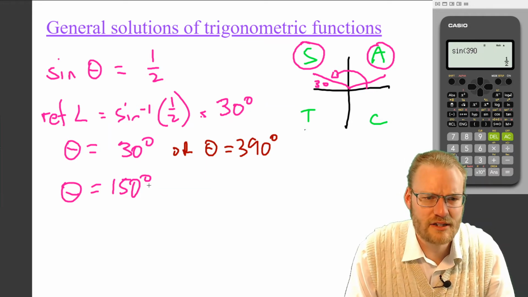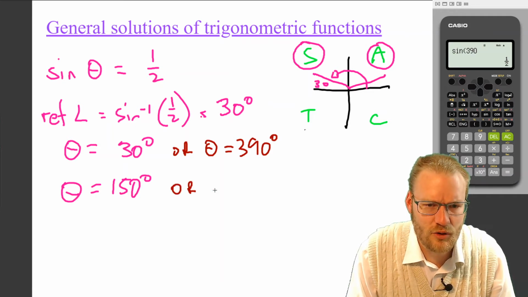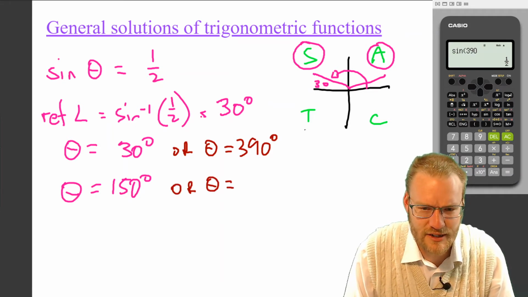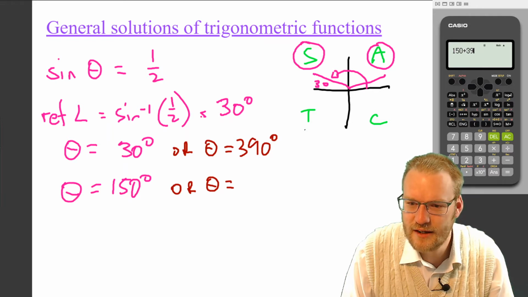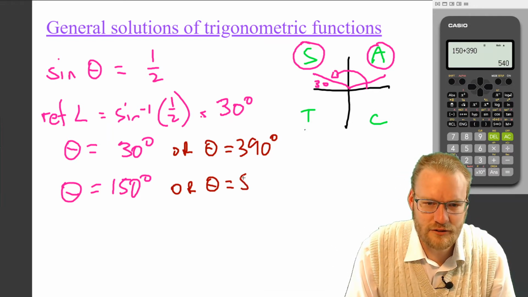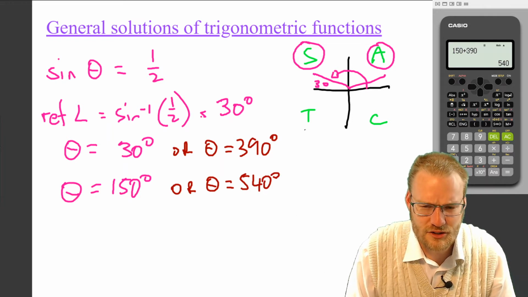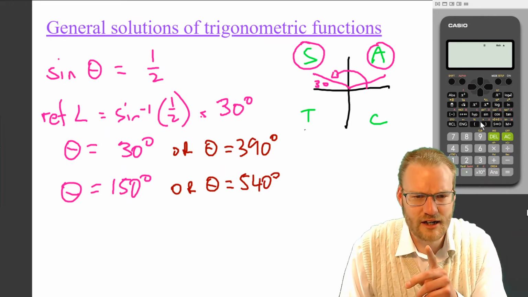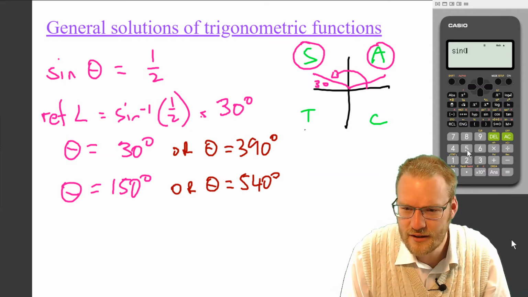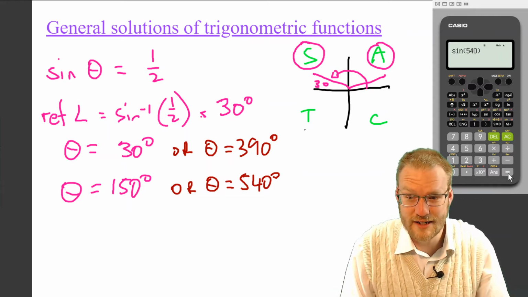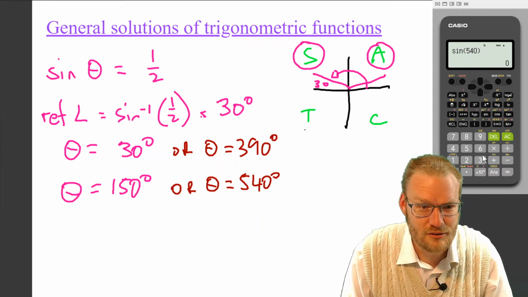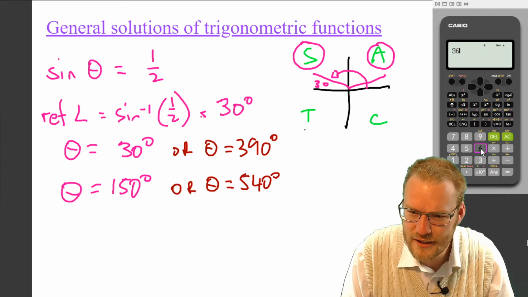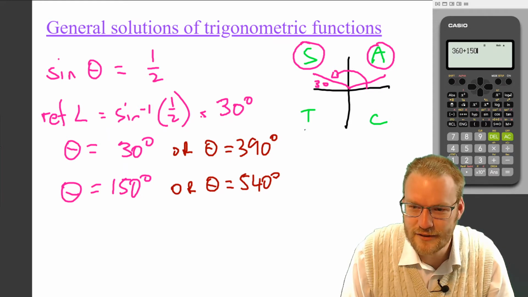Okay, let's try the same logic with 150. Theta equals, I'm just going to add 360. That's too much for my brain at this time of night, so I'm going to go 150 plus 390, 540. Cool, so 540 degrees is another solution. Is it? Check it out. Is sine of 540, if I hit equals, going to give me a half? Well, it most certainly is not. Why not? What did I do? 360 plus 150.